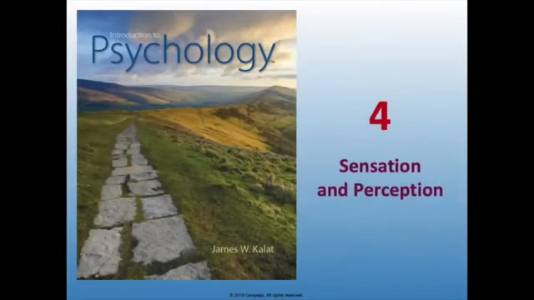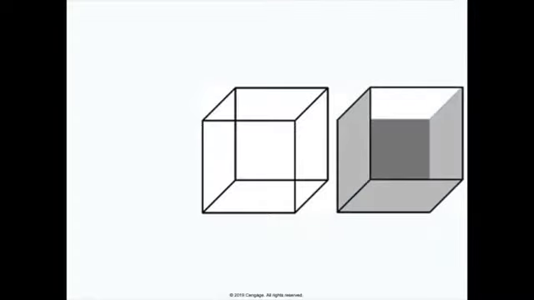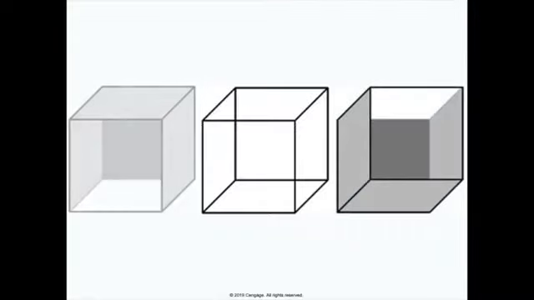Welcome to Chapter 4, Sensation and Perception. After 2 chapters of boring technical stuff, we are now treated to exciting technical stuff. Slide 2. Can anyone see a dog in this? Slide 3. What about now? Slide 4. This one has me flip-flopping between 2 different versions of a 3D box. Slide 5, this one, and slide 6, this one.